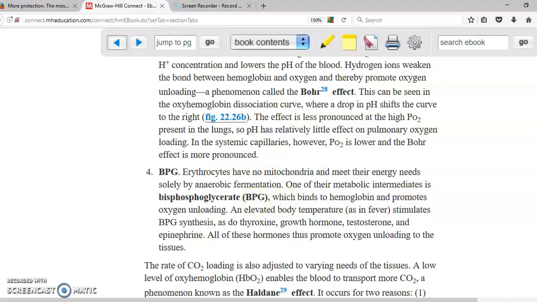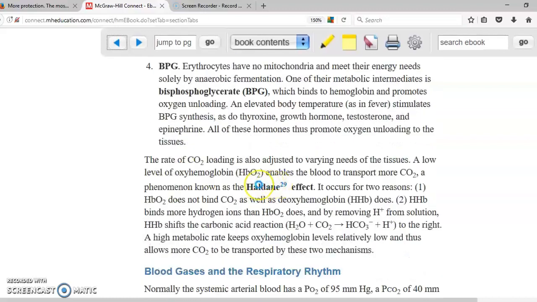Keep scrolling down. Haldane effect. Haldane effect has to do with the hemoglobin, and it says that if you have free hemoglobin, then there's more opportunity for the carbon dioxide to attach to it, so the carbon dioxide can be transported. Let's keep scrolling down.